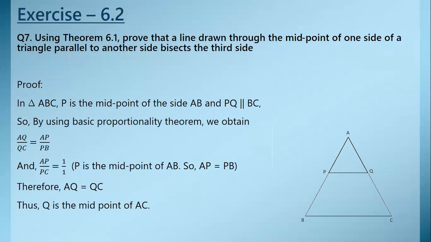Now, in triangle ABC, P is the midpoint. So, by using basic proportionality theorem on PQ parallel to BC, we can say that AQ by QC is equal to AP by PB. But P is a midpoint. So AP by PB will be 1 by 1. So we have AQ by QC is also equal to 1 by 1. That means AQ is equal to QC. So Q is the midpoint of AC.